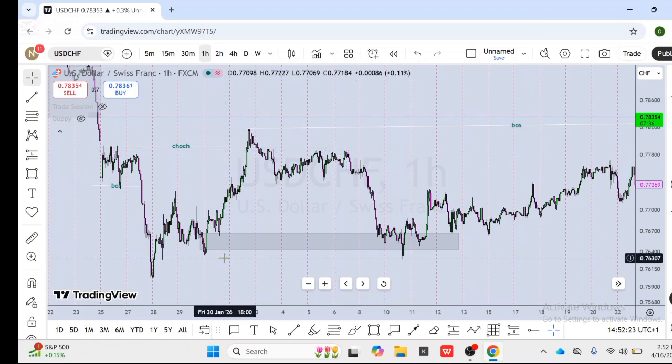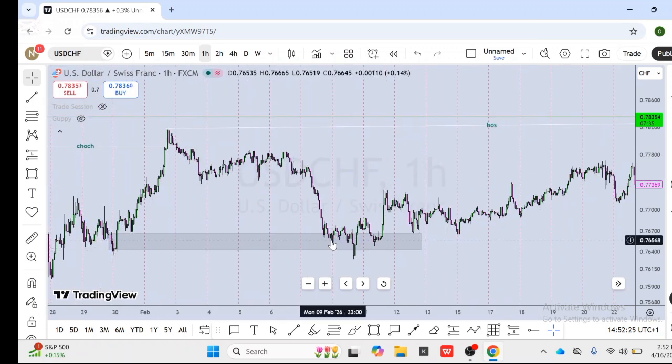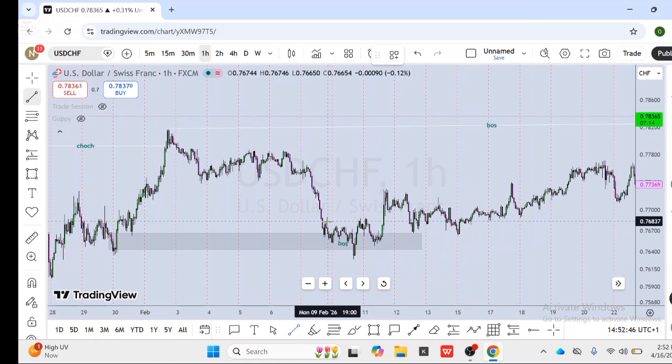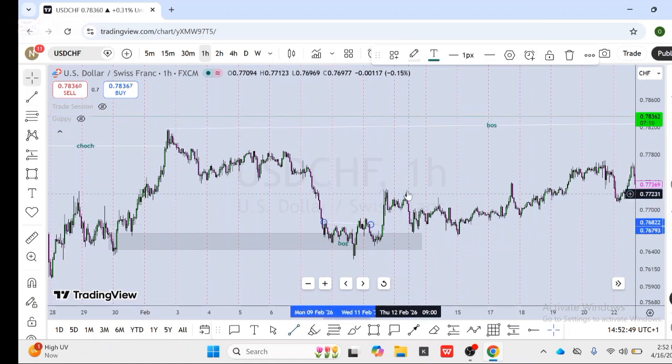Now, inside this place, on these 4 hours, when there was a change of character, price pushed down and came to the zone. This was the last break of structure to the downside. Price came to this last break of structure and took it out. When it took it out, it is a sign that this selling is ending. It's not going to sell again. And look at what happened.